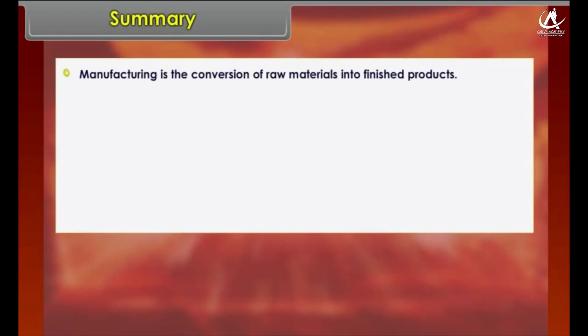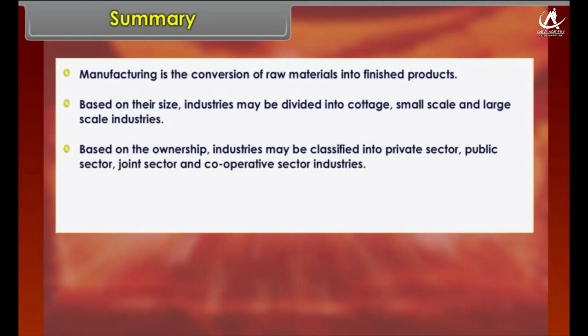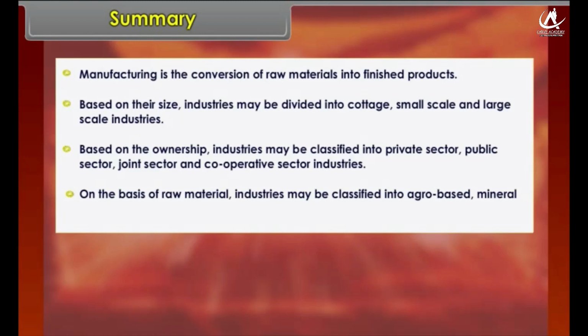Manufacturing is the conversion of raw materials into finished products. Based on their size, industries may be divided into cottage, small-scale and large-scale industries. Based on the ownership, industries may be classified into private sector, public sector, joint sector and cooperative sector industries. On the basis of raw material, industries may be classified into agro-based, mineral-based, pastoral-based, forest-based and marine-based industries.